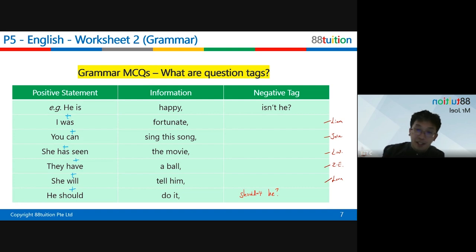Okay, Li Wen is correct. She has seen the movie, hasn't she? All right, so opposite of has is hasn't. Hasn't she? Jake is correct as well. You can sing this song, can't you? What's the question mark, yeah?